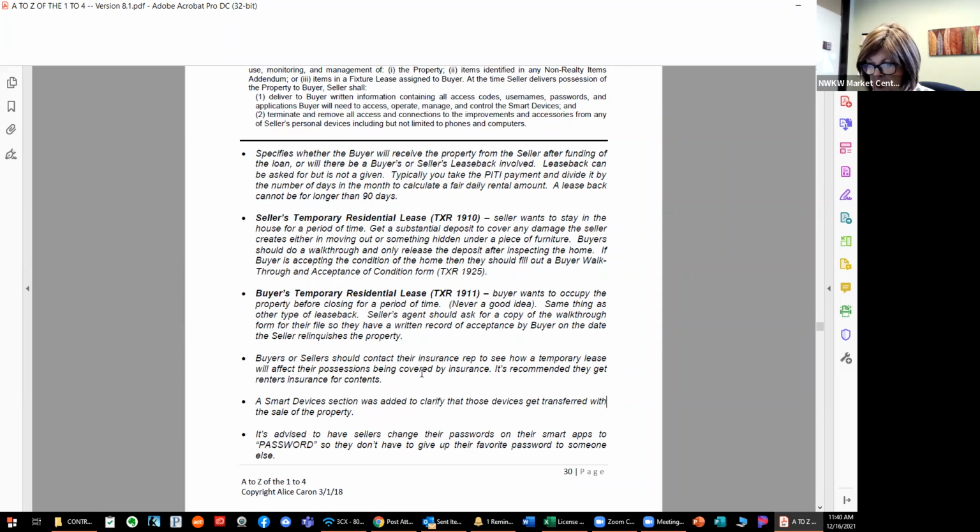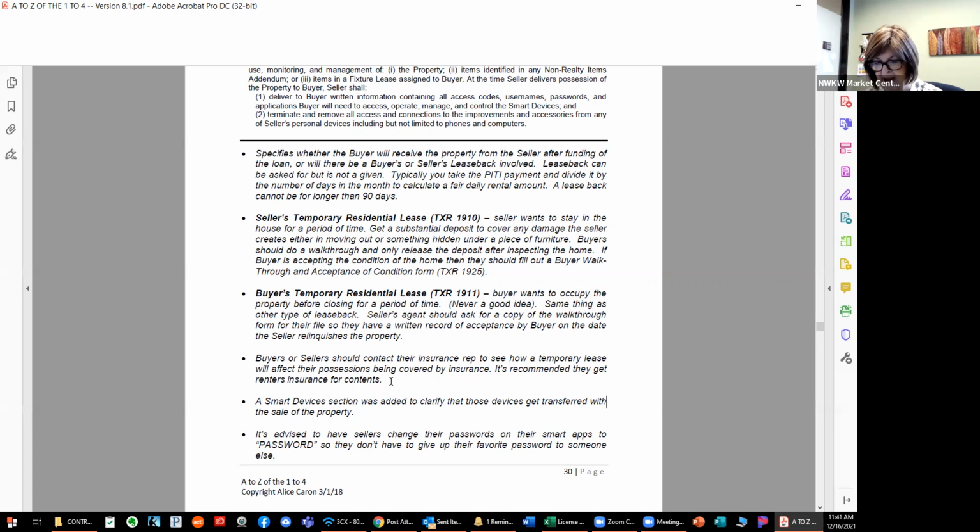Buyers or sellers should contact the insurance rep to see how a temporary lease will affect their possessions being covered by insurance. So if the sellers are staying in the house after it's closed, they no longer have protection for their goods in the house. They are a tenant then. So they need to get renter's insurance for their items in the property because they're a tenant.